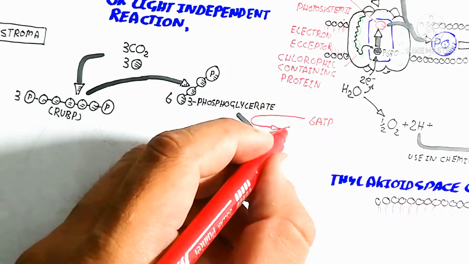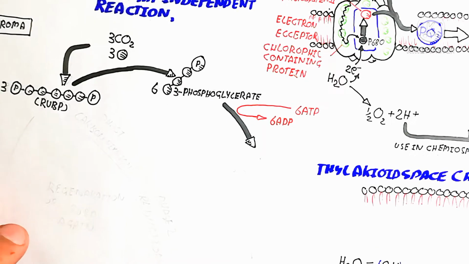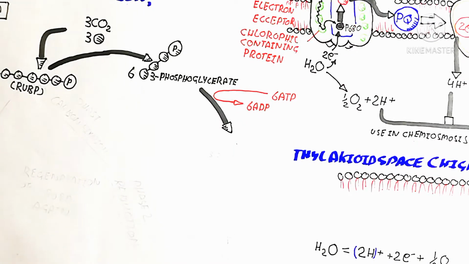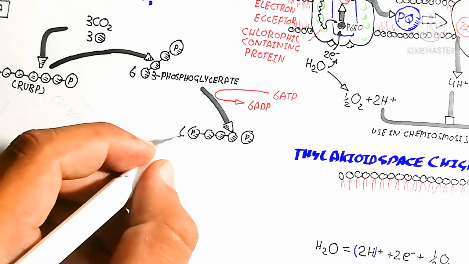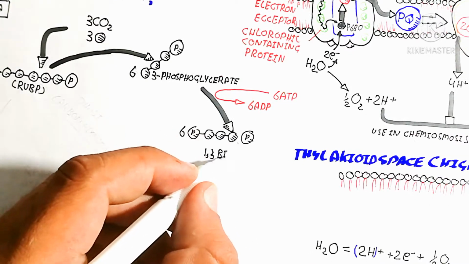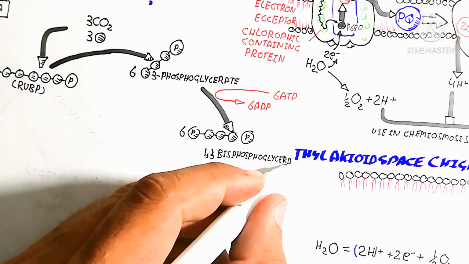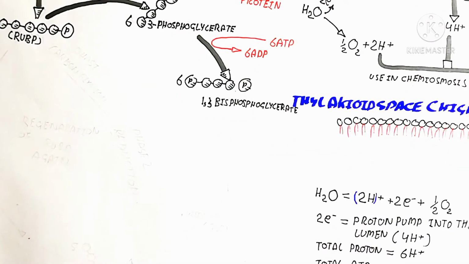So here 6 ATP are used and converted to 6 ADP. It means that 6 ATP is used at this time, while next we will discuss that 3 more ATP are used. So 1,3-bisphosphoglycerate is formed. 1,3-bisphospho means 6 molecules of this.